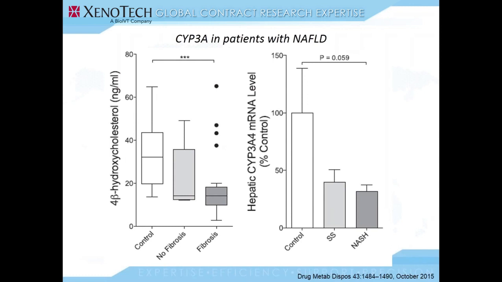Individuals with non-alcoholic fatty liver disease, which may or may not have fibrosis, can be separated, and those with fibrosis have lower 3A4 activity. Also, in NASH, the level of hepatic CYP3A4 mRNA is reduced, approaching the level of significance. This study offers strong evidence of suppression of 3A4 in NASH and by fibrosis.